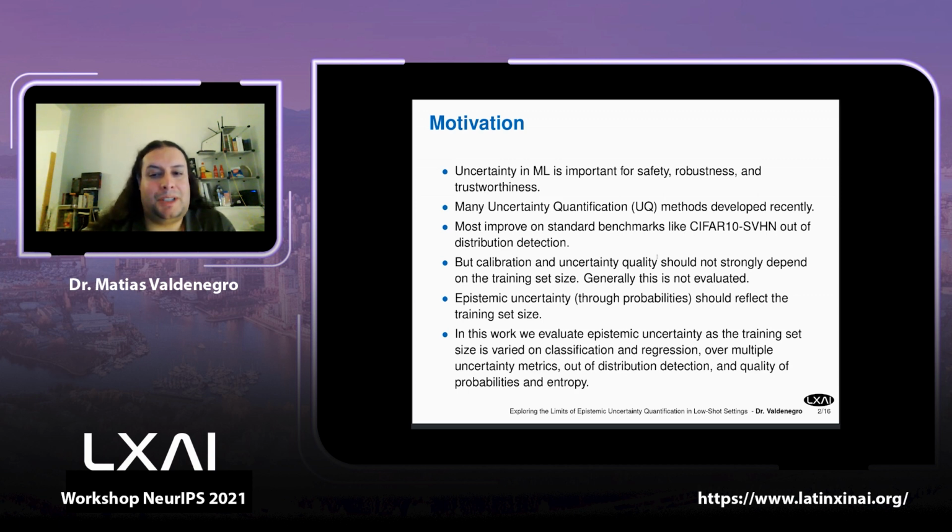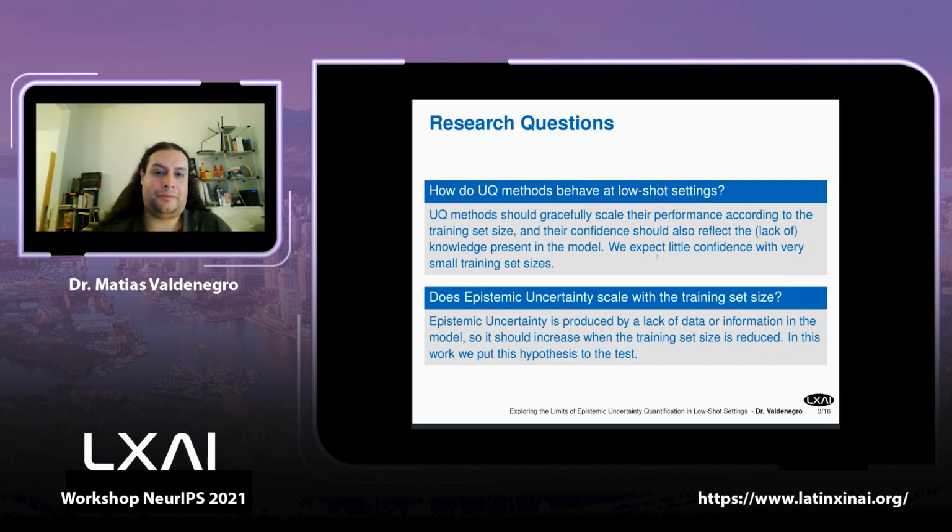So in this work, we evaluate epistemic uncertainty as we vary the training set in a synthetic experiment on classification and regression tasks over multiple metrics, including out-of-distribution detection and quality of probabilities and entropy. We have two basic research questions. One is how do uncertainty quantification methods behave in low-shot settings? Should they scale their performance gracefully and indicate that they are less confident when the training set is small? And also, how does epistemic uncertainty scale with the size of the training set? Epistemic uncertainty is produced by a lack of data or information in the model, so this uncertainty should actually increase when you reduce the size of the training set. And we will test this in experiments now.